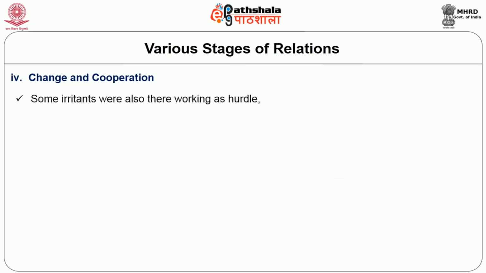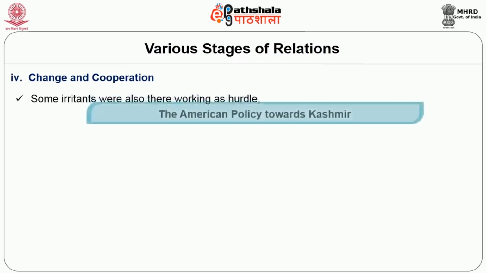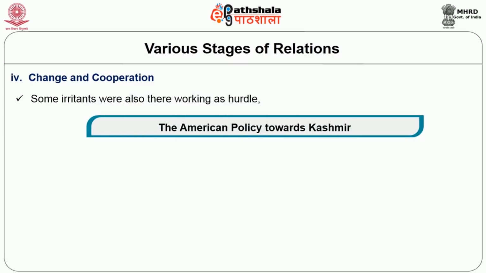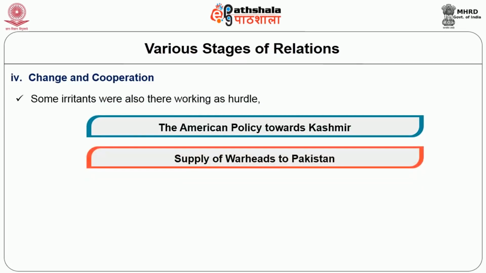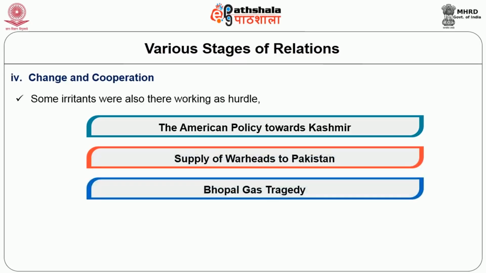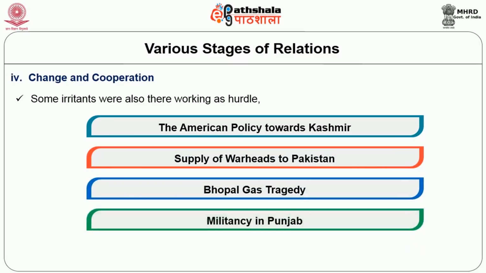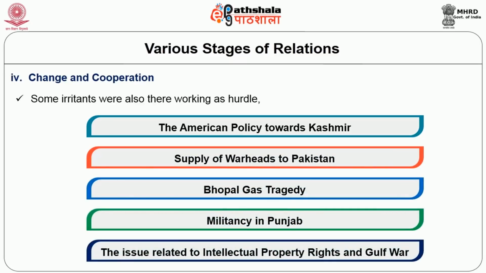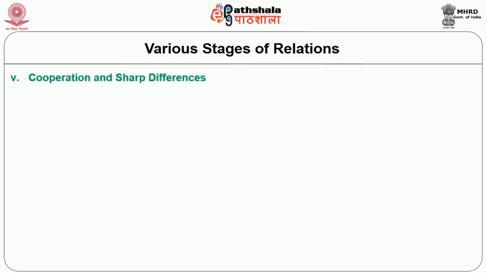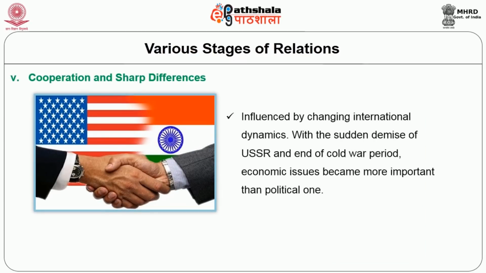Some irritants were also there, working as hurdles. The American policy towards Kashmir, supply of warheads to Pakistan, the Bhopal gas tragedy, militancy in Punjab, the issue related to intellectual property rights and the Gulf War were the main issues where a contrary approach prevailed. Cooperation and sharp differences: this phase of India-US ties was influenced by changing international dynamics.